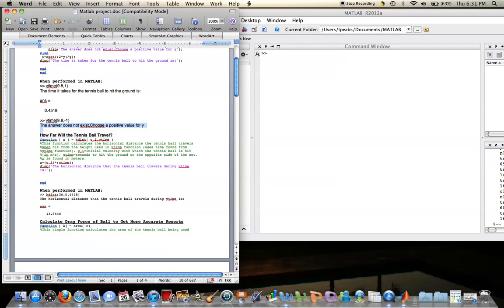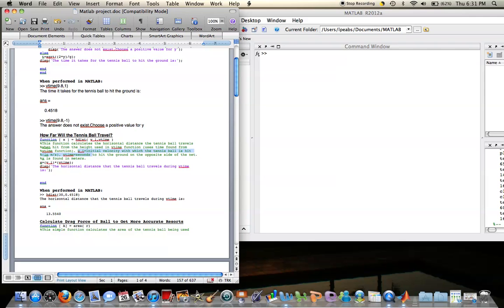The second function I made is to determine how far the tennis ball will travel horizontally, which would be kind of fun if you're trying to figure out where you want to hit the ball, how far exactly you want to hit it. I call this function hdistance, or hdist, which stands for horizontal distance. Here are my inputs and outputs. Like I said, this function calculates the horizontal distance the tennis ball travels when hit from the height used in the previous function, vTime, which uses the time found from vTime.